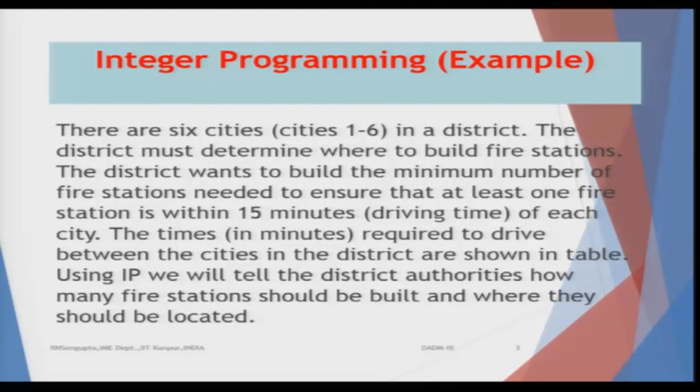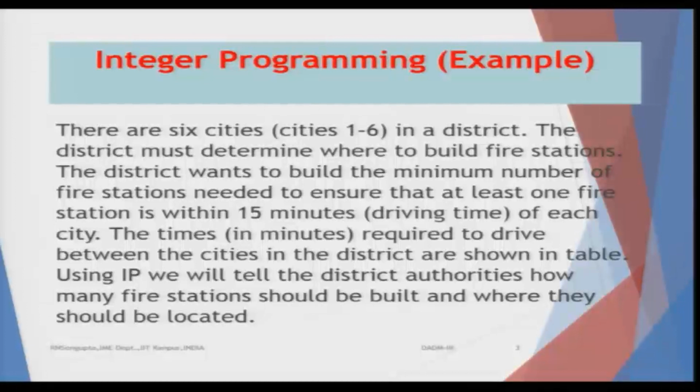So, obviously, when there is an emergency, the time taken for the fire engines to leave their stations and reach the area where there is an emergency, where the fire has broken out or some emergency has taken place, should be as fast as possible or as minimal. Obviously, you cannot make it 0, you will basically try to reach those places for the emergency as soon as possible. So, the district must determine where to build fire stations.